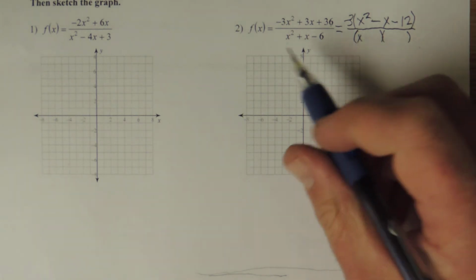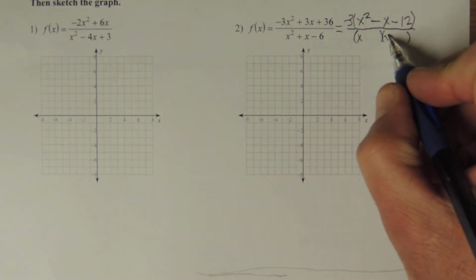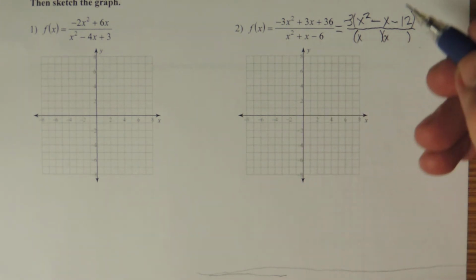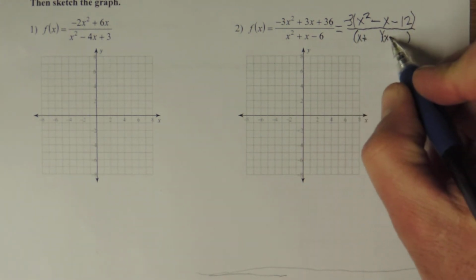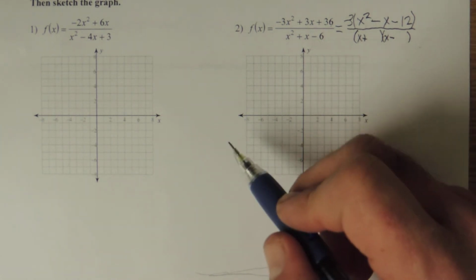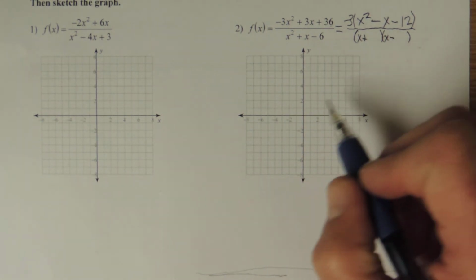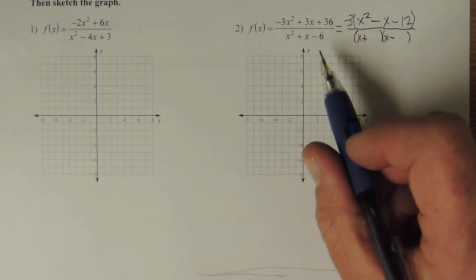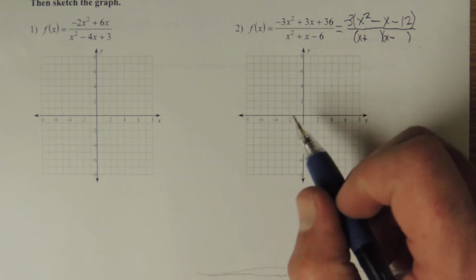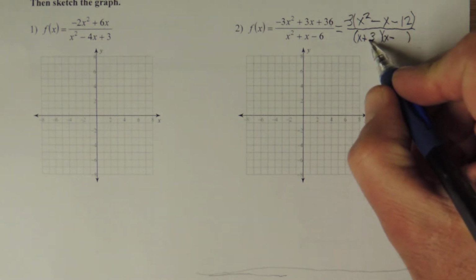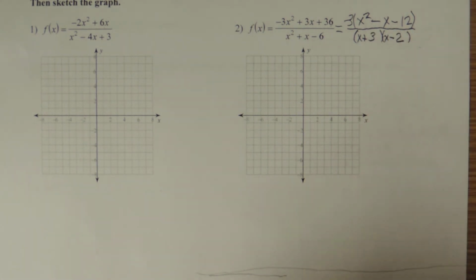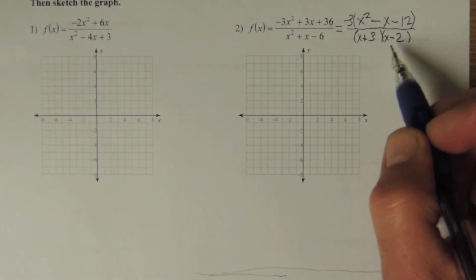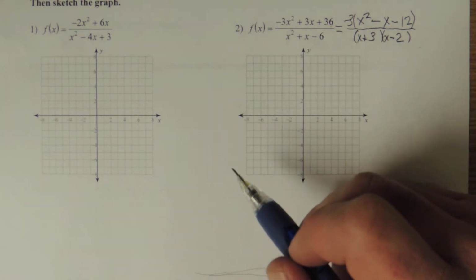into two binomials. I need x in both. One has to be negative, one has to be positive, because I need a negative number when I multiply them. When I add them, I need to get positive 1. So if I look at negative 6, positive 3 and negative 2 will give me positive 1x. 3x minus 2x gives me positive 1x.